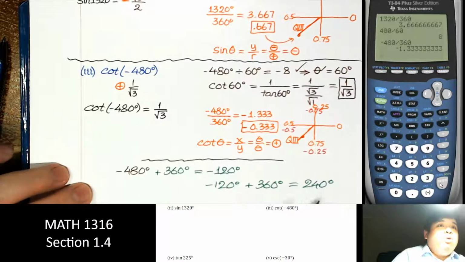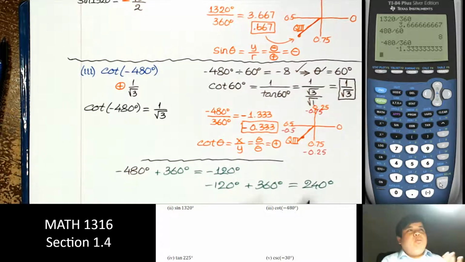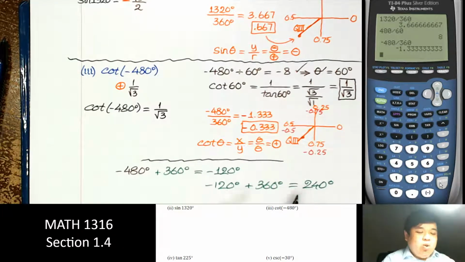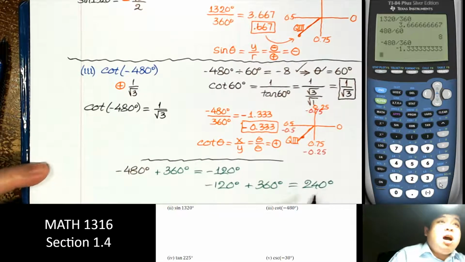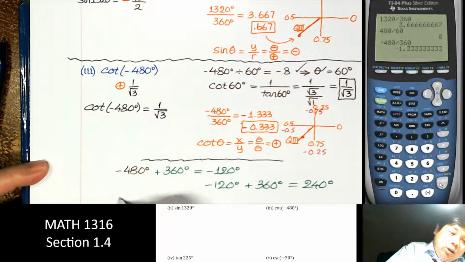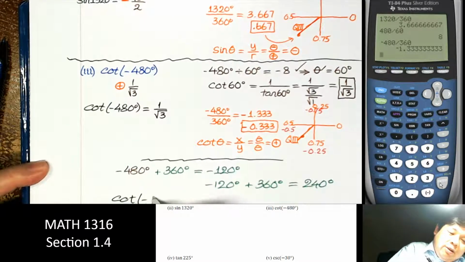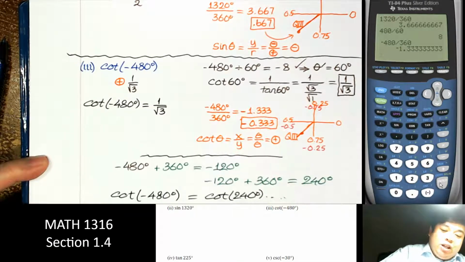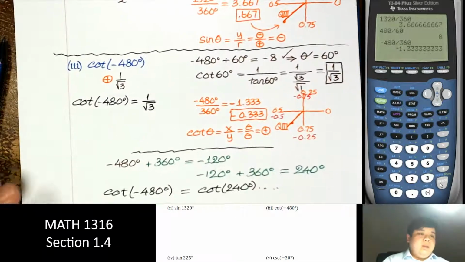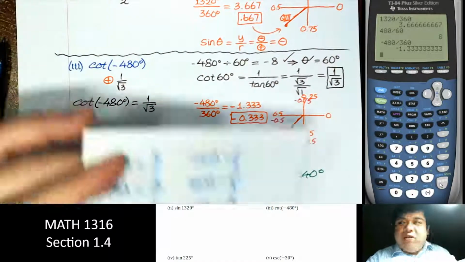So we get 240 degrees. If we don't want to deal with negative, always add 360 to it to turn it into a positive angle. So it's sometimes easier to work with. And so in that case, we can say cotangent of negative 480 degrees will be just cotangent of 240 degrees. And then we do the same thing. Again, of course, 240 is also divisible by 60.